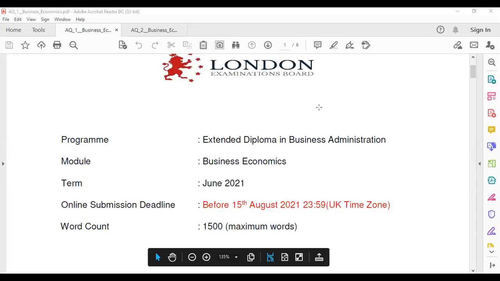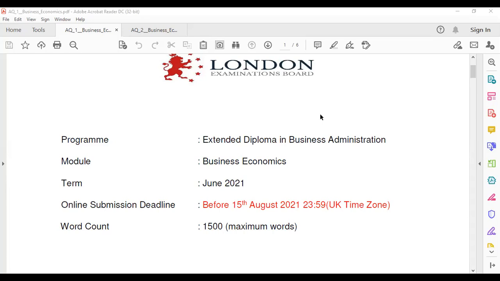As I mentioned, there are two parts of assignment. Part one is easy to score for you guys. But before that, please bear in mind the submission date for the assignment. It is online submission, and the time is 15th of August before 12 midnight. That is UK time.